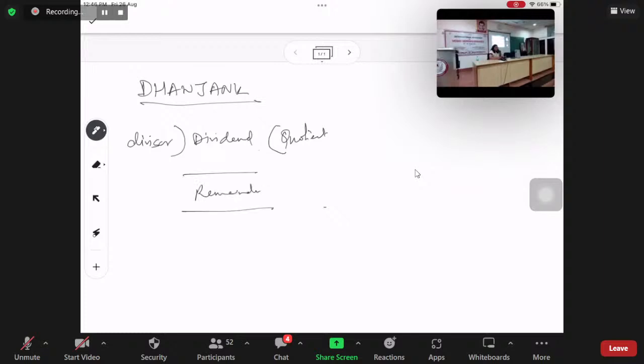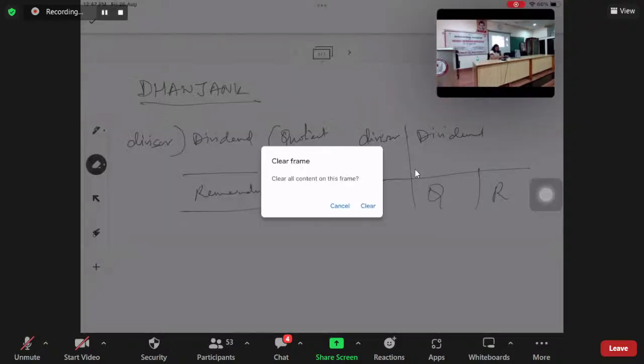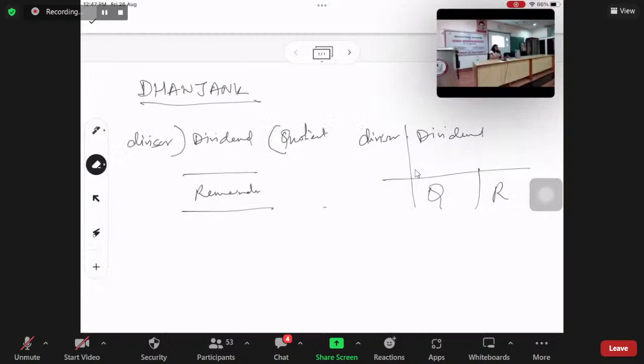This is the way of normal division, but in Vedic mathematics, how do we write it? Here we write dividend, here divisor, and here quotient, and here remainder. So this is the way of writing divisibility in Vedic mathematics. Shall I clear this? Let us take few questions.